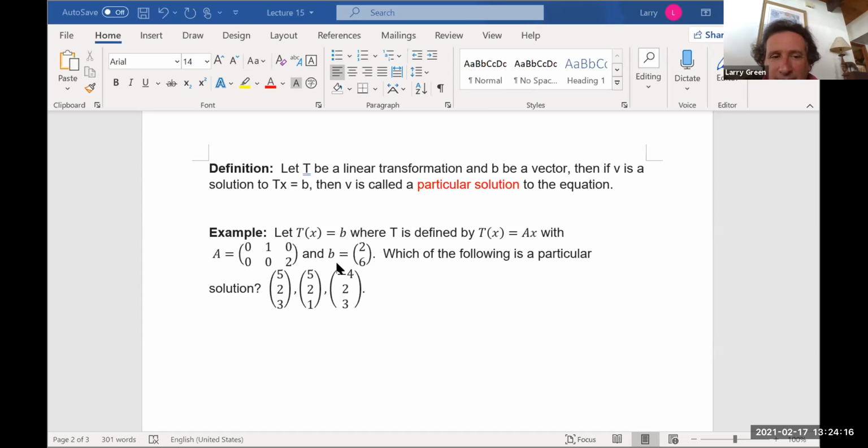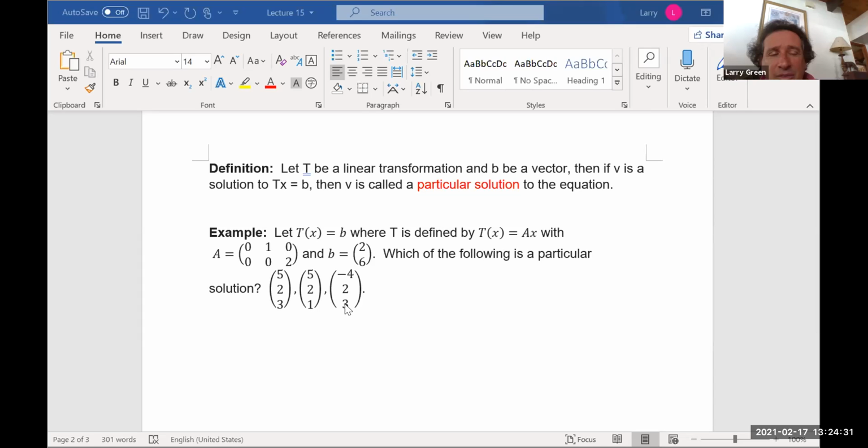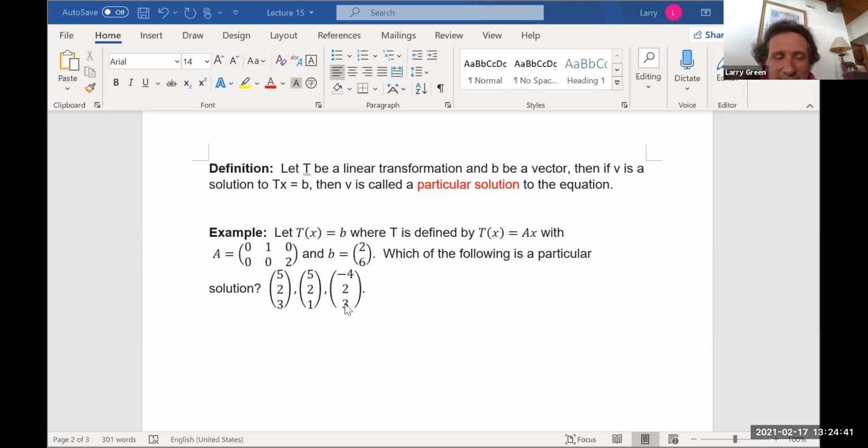Anyone need that? Okay, so notice that this particular equation, Tx equals B, has more than one particular solution. Do you think it has only two? No. How many do you think it has? We did this in the first week of class. Infinite. Yeah, it has an infinite number of solutions.